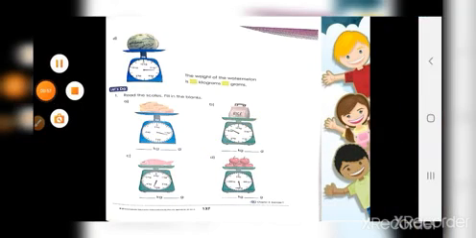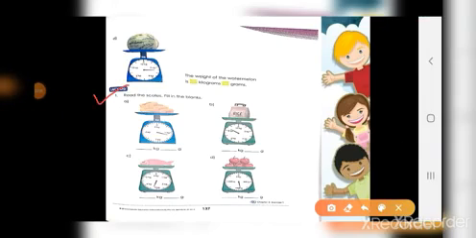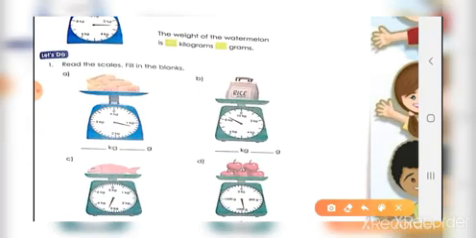Now let's do an exercise you have to do yourself. Read the scale, fill in the blanks. The first thing you have to do is go for the scale, then find out the difference between them, and find out what each interval stands for, and look at where the needle is pointing, then fill in these blanks. So this is your homework. Let's go ahead.